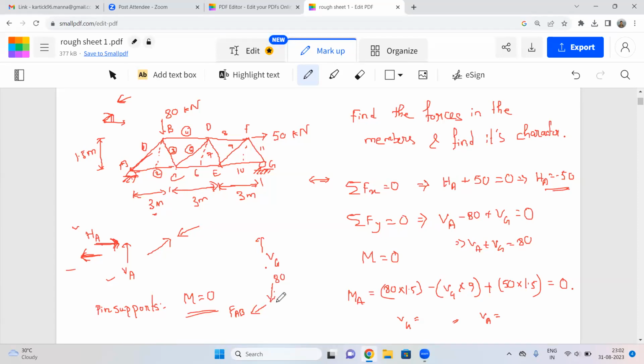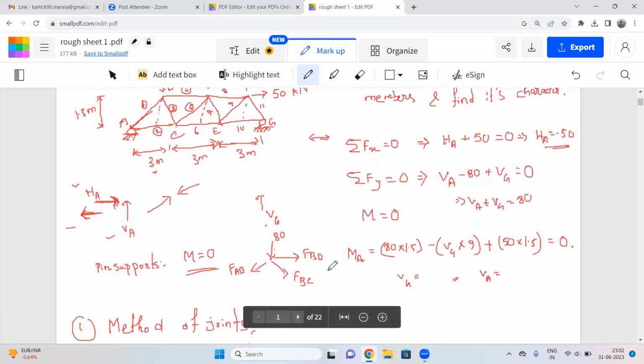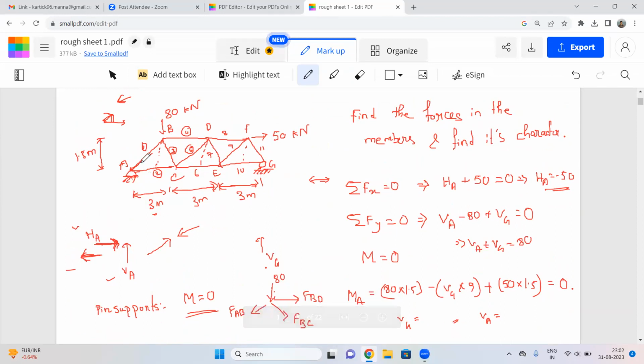So that is 80. Now suppose this is your direction of FBD and here this is the direction of FBC. Now for this also you can check if this angle is 45, that is 45. Similarly, for this triangle also you can check that these angles are 45. You will get that. So what will happen if this angle is 45?